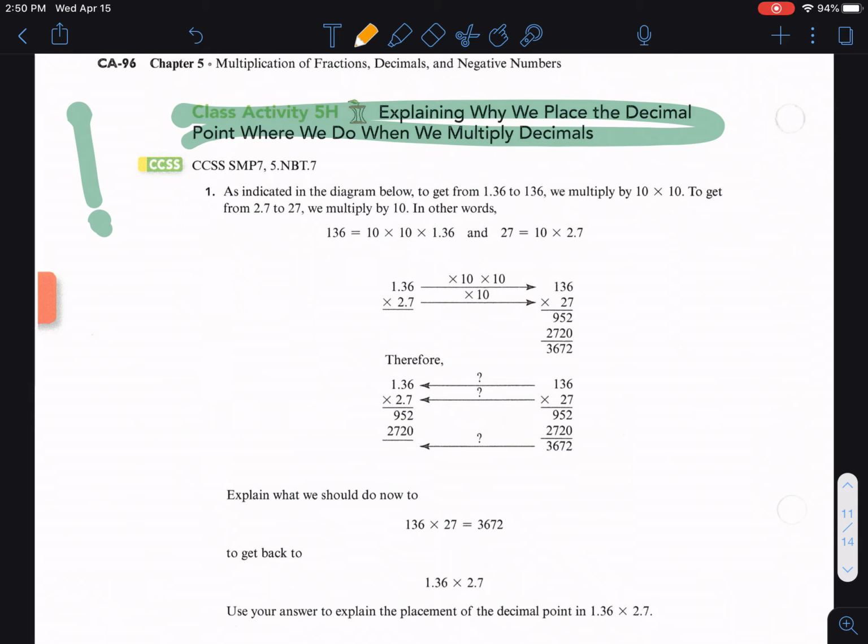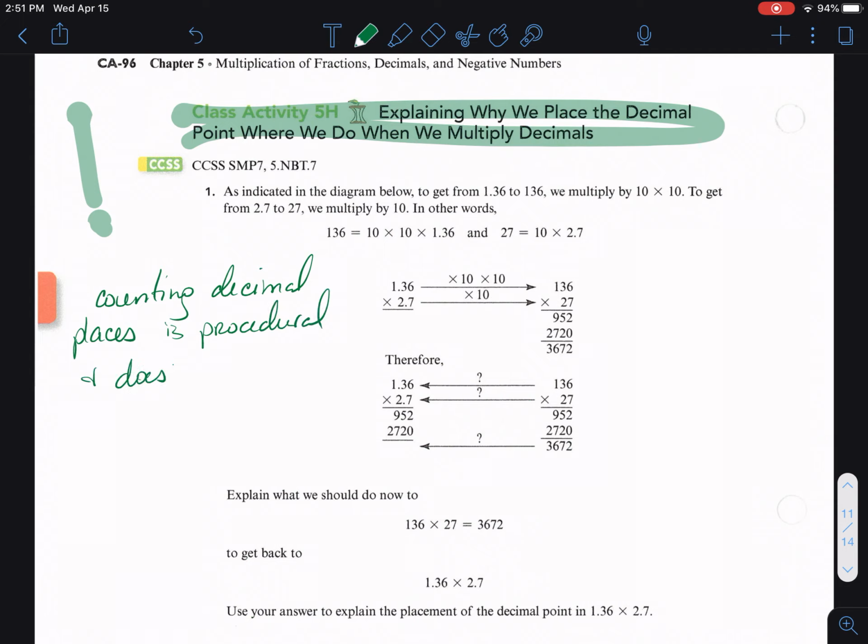So this is a bit problematic because we know that if the final answer has a trailing zero, then some students will lose that trailing zero. So it becomes problematic, and it also is very procedural. So counting decimal places is procedural and does not make much connection.